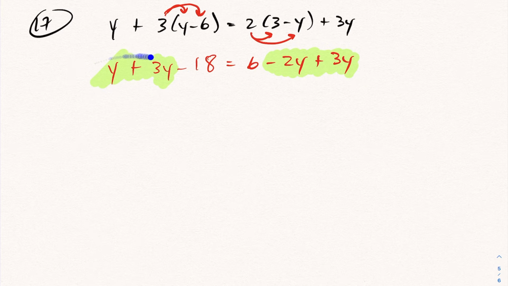You can only collect like terms on the same side of the equal sign. So in this case here, the y plus 3y becomes 4y minus 18. And then in this case here, again, what I don't touch, I write back down. The negative 18, I wrote it back down, the equal sign, and likewise the 6. Now in this case here, I have negative 2y plus 3y. It's just going to be positive y.